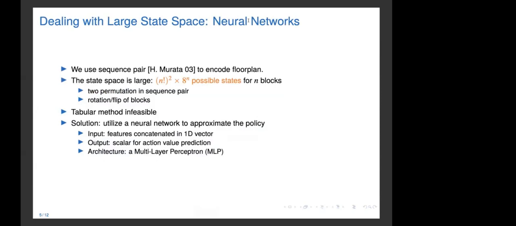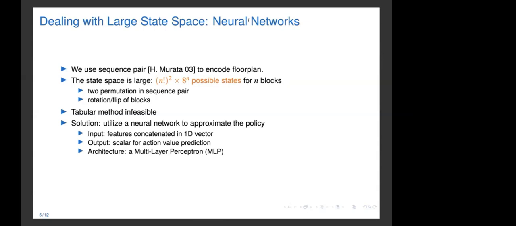We will first deal with the large state space. In our practice, we use sequence pair to encode the floor plan. Obviously, the state space is exponential here because we have two permutations of the n blocks in the sequence pair, and also all the blocks can be rotated or flipped. It makes the tabular methods infeasible. That is, we cannot build a very large lookup table and store the optimal actions for each of the states. Instead, we will use a neural network to approximate the policy.